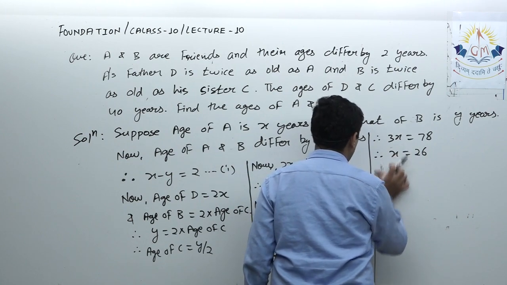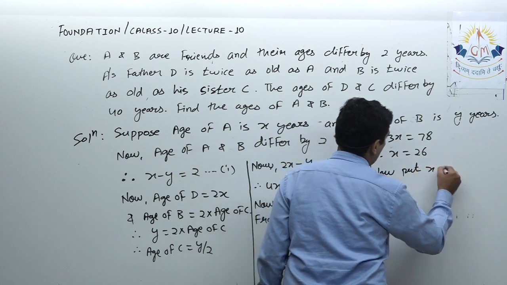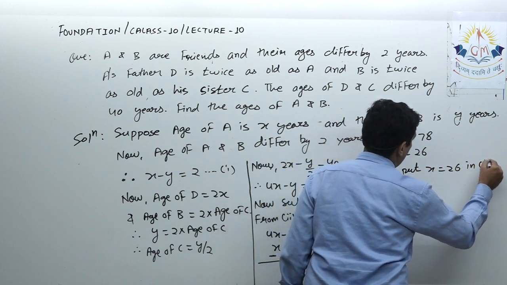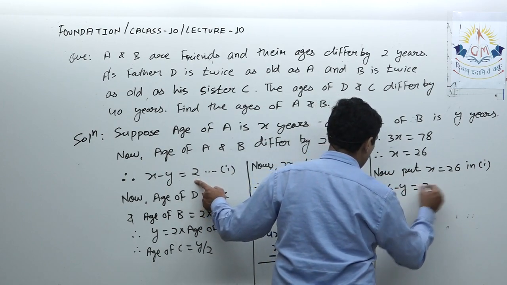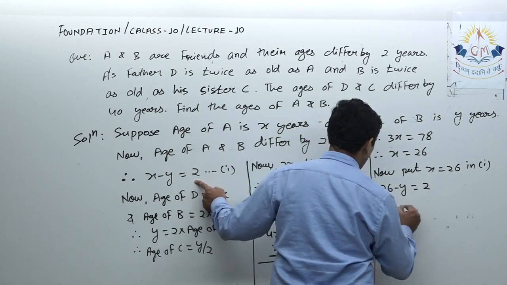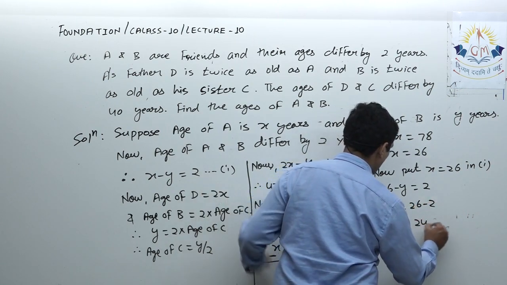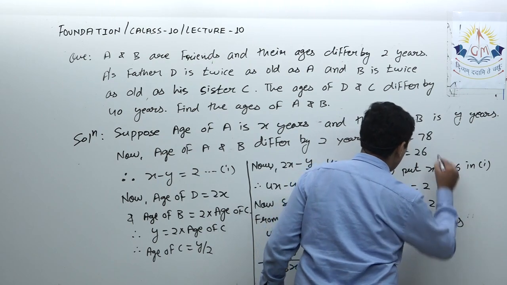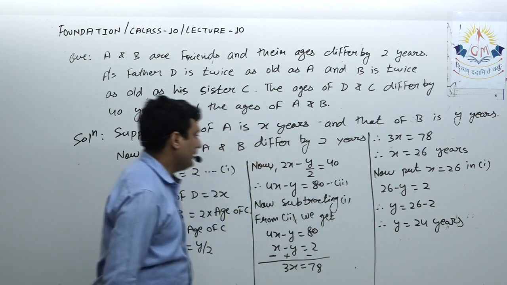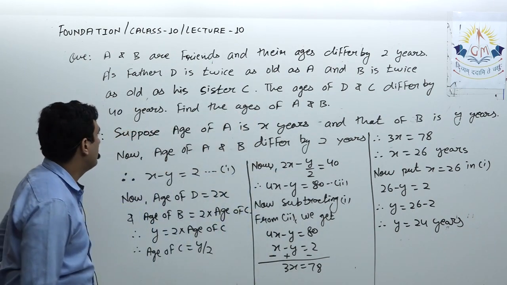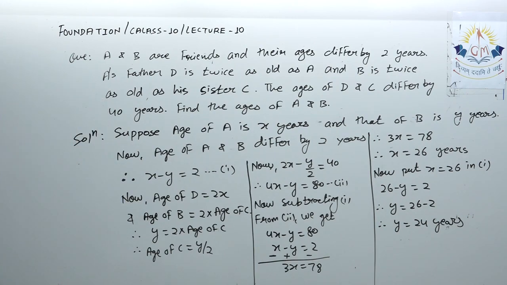Now put x equal to 26 in the first. So 26 minus y is equal to 2. Therefore y is equal to 26 minus 2. Therefore y is equal to 24 years. So here we got the ages of A and B: 26 years and 24 years. Okay, so note it down, then we'll see the next question.